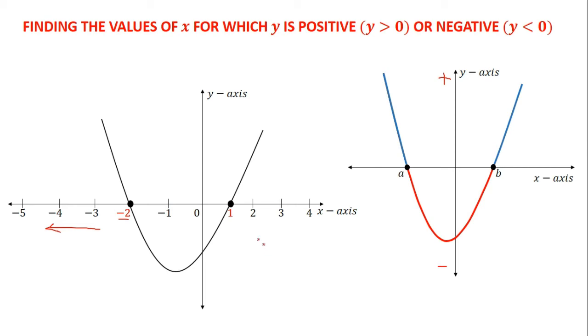The second part are the set of x values that are on the right-hand side of this x-intercept. The x-intercept here is 1. So the second part are the x values that are on the right-hand side of 1. The third part are the x values that are between -2 and 1.